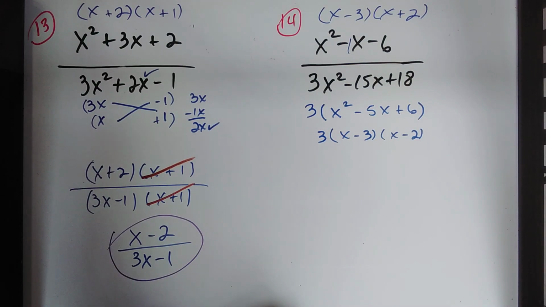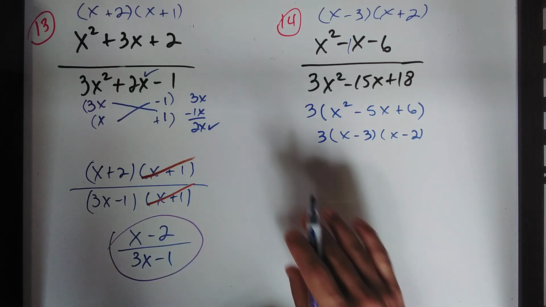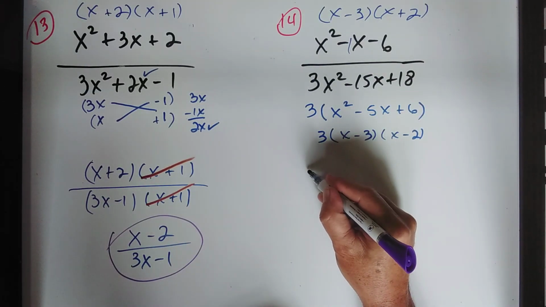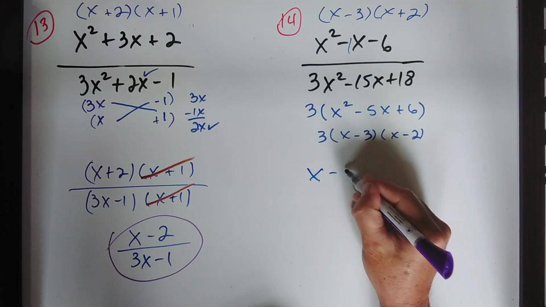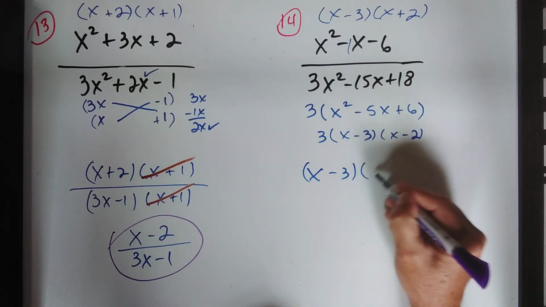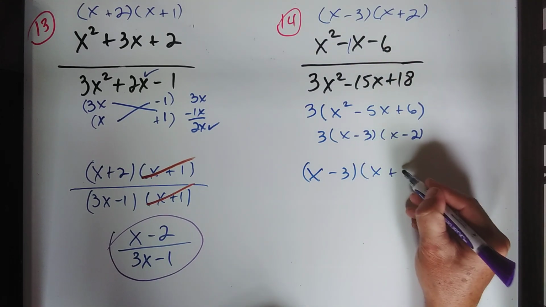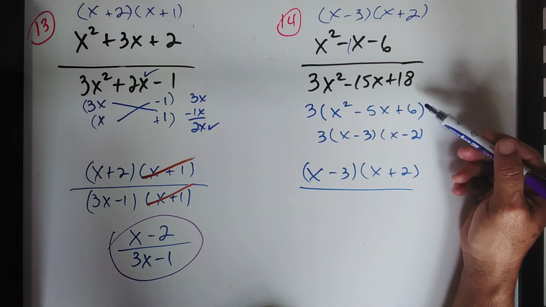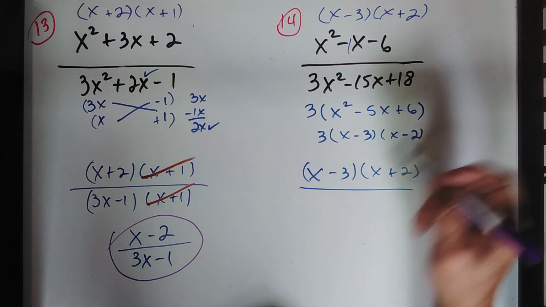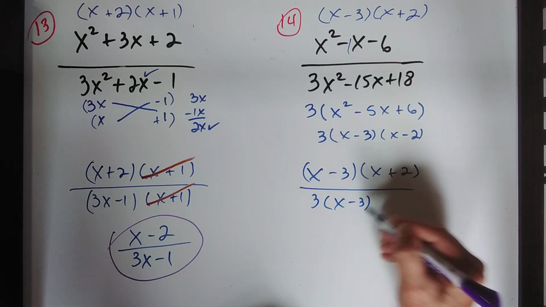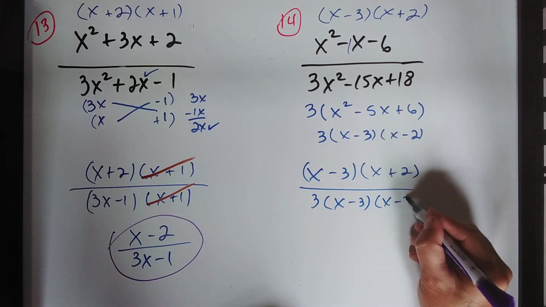Okay, so that's what I have. Let me put everything down here. On the top I had x minus 3, that's my numerator, x minus 3, x plus 2. That's what I get after I factor that numerator. And then on the bottom, after I factor completely, I came out with 3, x minus 3, x minus 2.